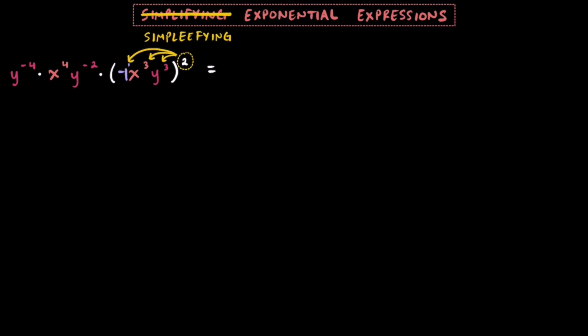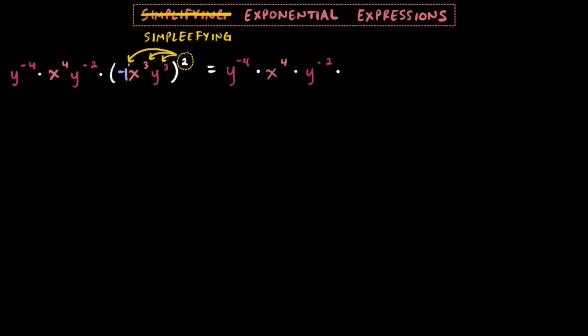To begin, I'm just going to rewrite this expression so that we get rid of the parentheses. So I'm going to just copy this y to the -4th power multiplied by this x to the +4th power. I'm just going to put some dots in to keep things a little bit more organized as well. This is going to be y to the -2nd power. And now what's going to be happening here?